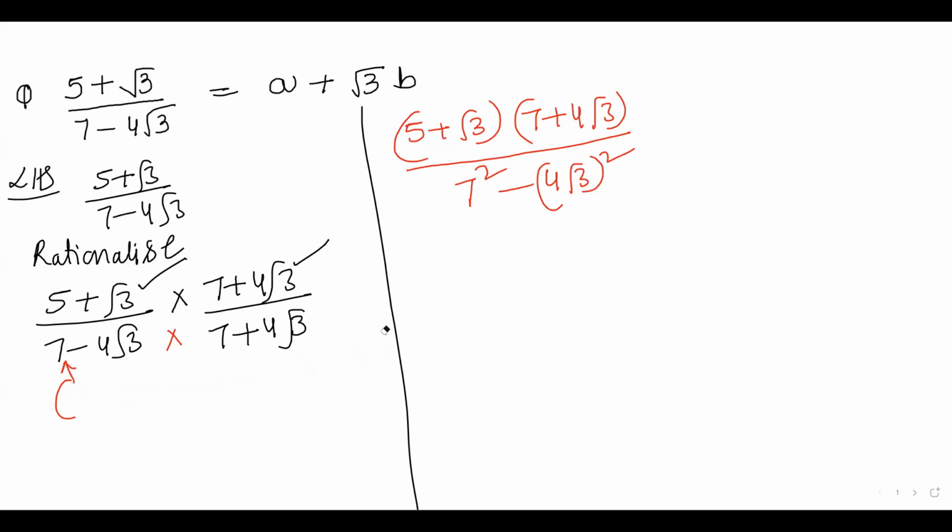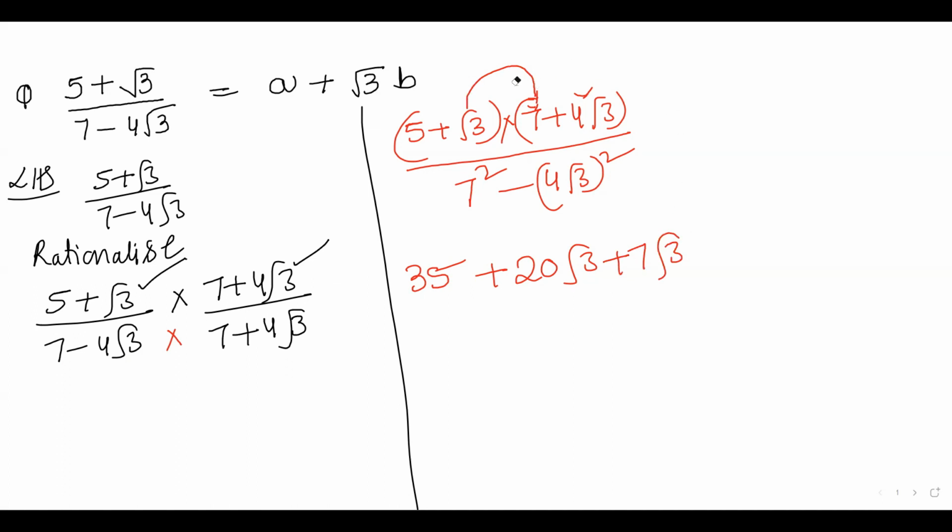Now start multiplying the terms in the numerator. 5 sevens are 35. 5 4 root 3s are 5 4s are 20 root 3. Now multiply with root 3. Root 3 sevens are 7 root 3.